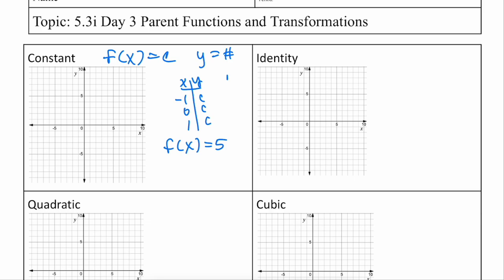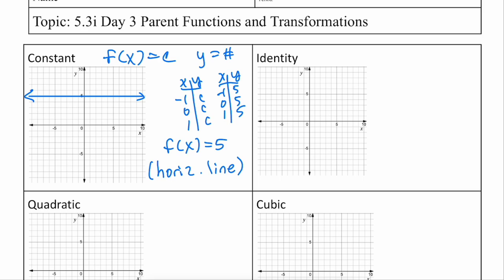So that means that the answer is always 5. You should realize that this is a horizontal line. So at a height of 5, we would have a horizontal line. So a constant function is just horizontal. It is a function where a vertical line is not a function because it's x equals a number.